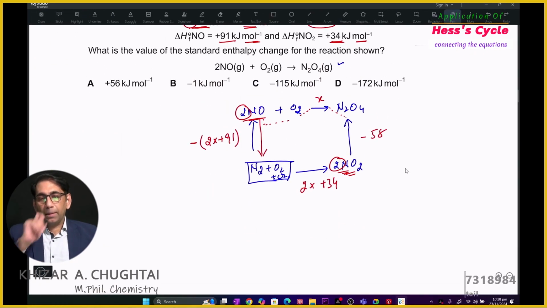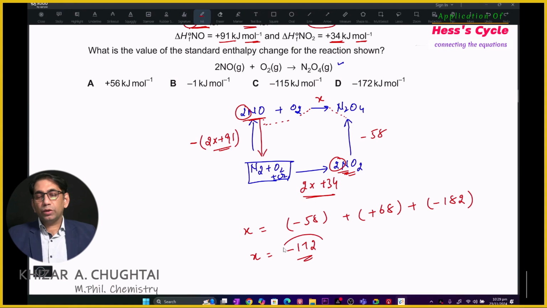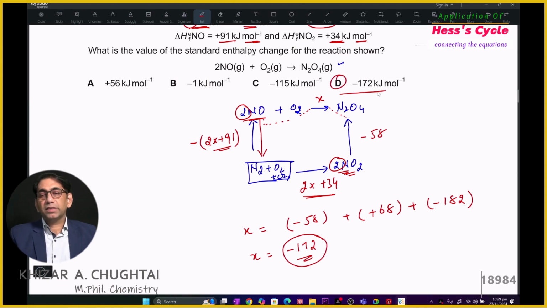Now what is the answer? What will be the X? X will be equal to minus 58, this one, plus 2 into 34, that is plus 68, plus 2 into 91, that is minus 2 into 91, 182. So what is the answer of X? The answer is minus 172 kilojoules per mole, and D is the correct option.